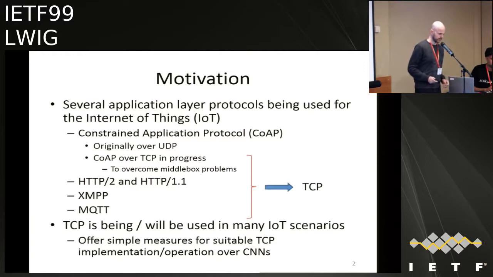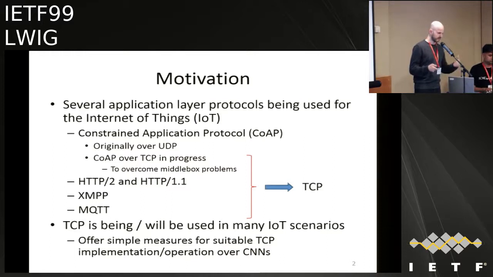So, first of all, a quick reminder of the motivation for this document. Nowadays we have several application layer protocols being used for IoT scenarios. For example, the Constrained Application Protocol CoAP, which was originally designed over UDP. However, there's also an ongoing CoAP over TCP specification in progress, mostly motivated by the need to overcome problems with middleboxes that appear not to be very friendly to UDP traffic. Also, HTTP2 and even HTTP 1.1 are being used in some IoT scenarios. And then we have other application layer protocols such as XMPP or MQTT, especially the latter, which is very popular, and which also rely on TCP at the transport layer.